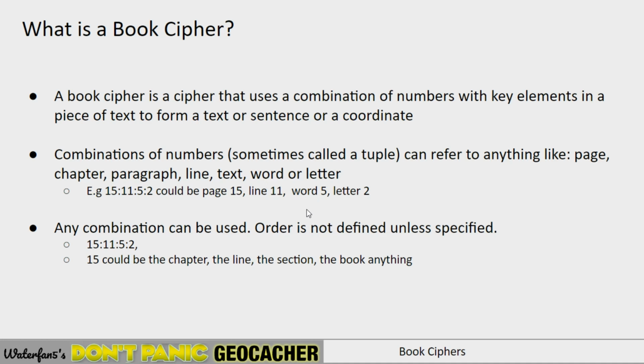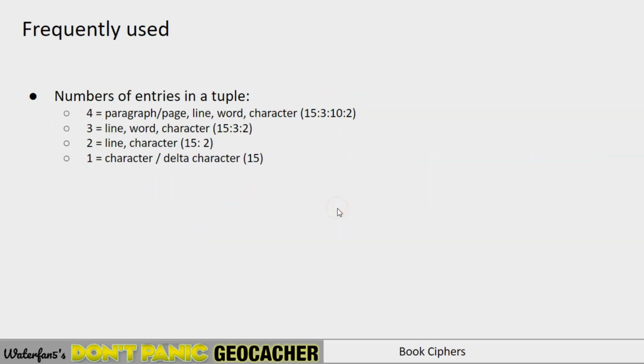And what you would do with this is that you calculate, and you end up at a specific letter or sometimes a specific word. Sometimes it's words that you're looking for. So if you're looking at 4 numbers, typically it means paragraph or page, and then the next one is line, next one is word, next one is character, like this. If it's 3, it's typically line, word, and character. If it's 2, it could be line and character, or word and character.